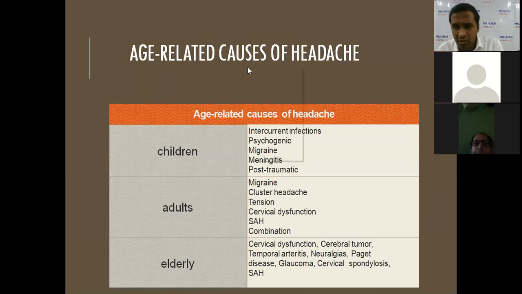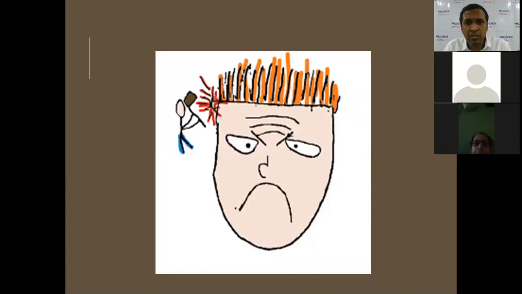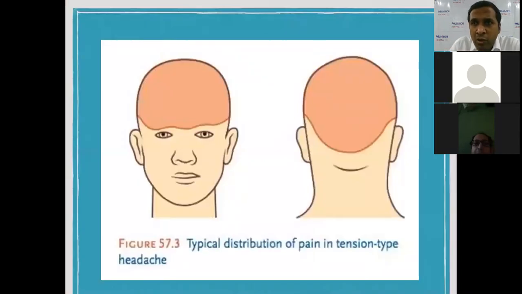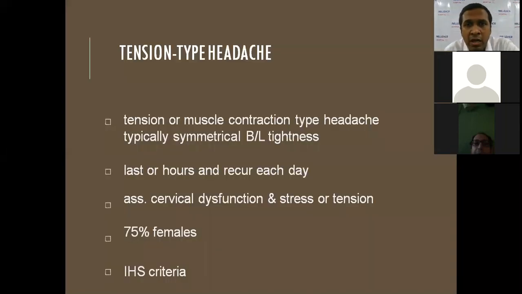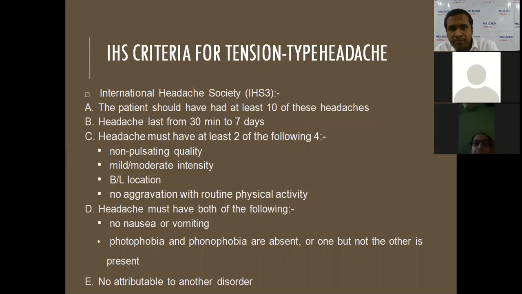Okay, so let's look at some of the common causes of headache. The first one is the tension type headache, very commonly seen in our practice. Basically, it's a band-like sensation. The patient complains around the head, or it's like a helmet-shaped headache. It's also called a muscle contraction headache, symmetrical, lasts for hours, recurs every day on a daily basis. There could be cervical pain, stress, as well as tension, more common in females as compared to males.